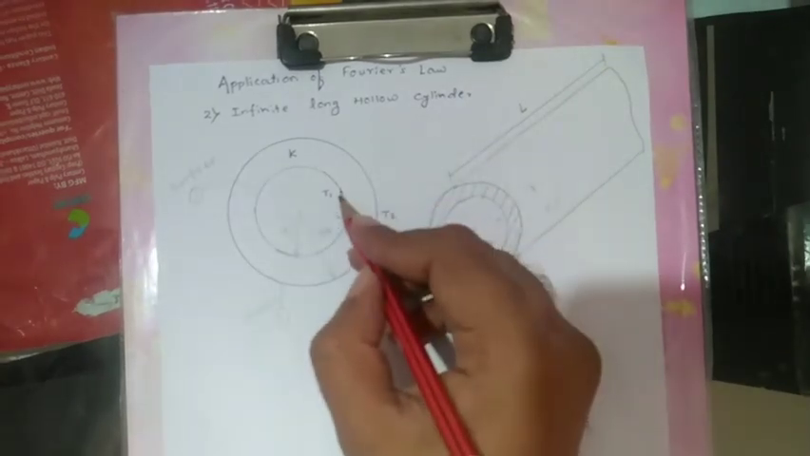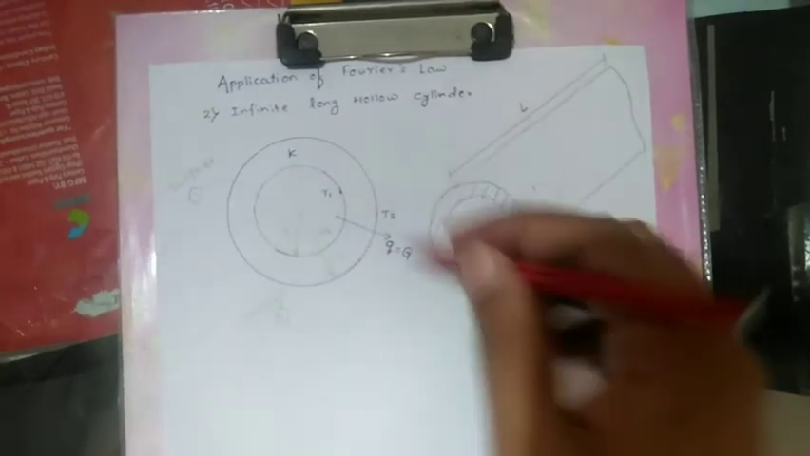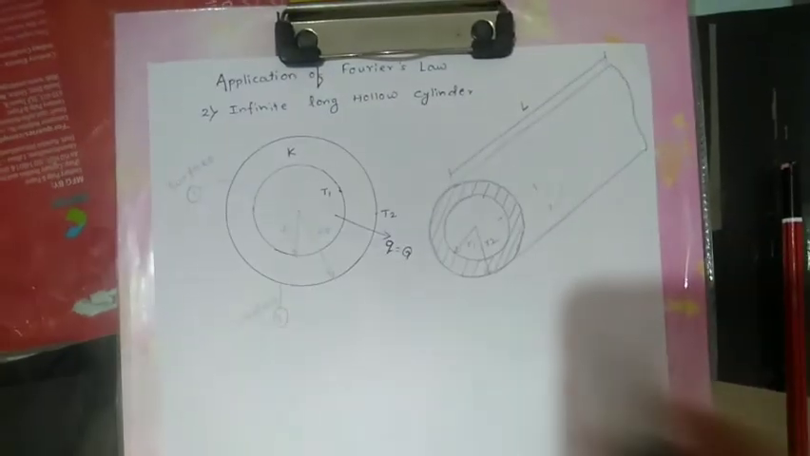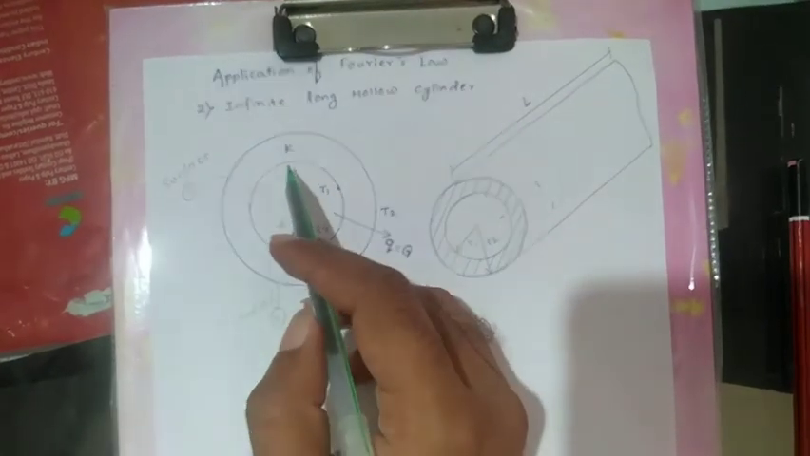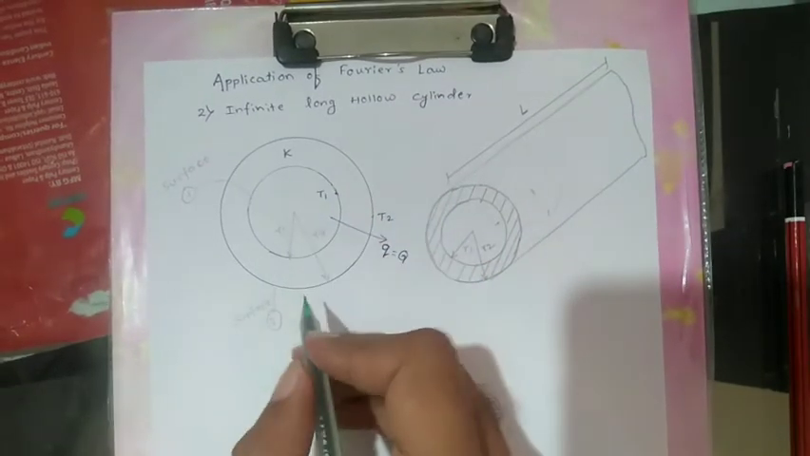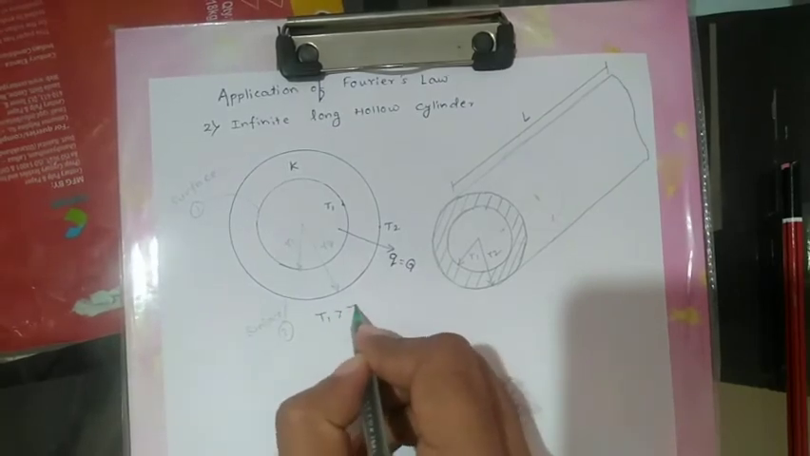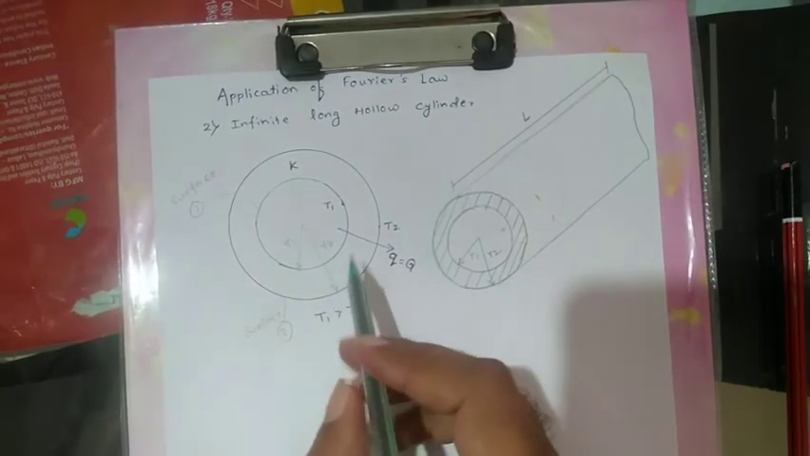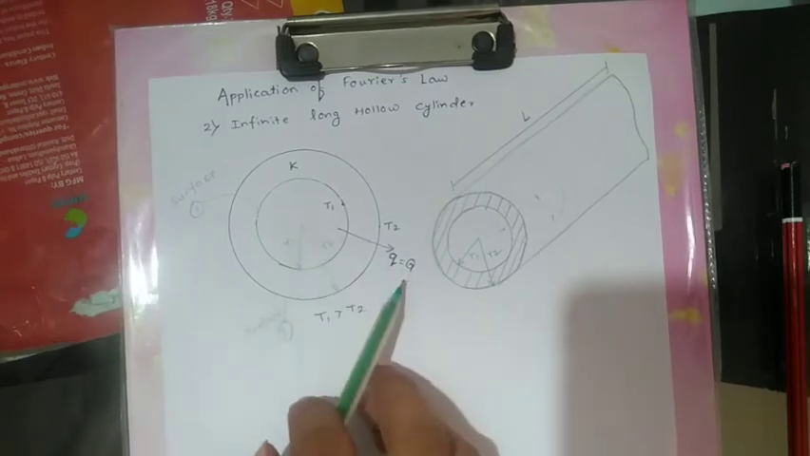Then we are going to consider T1 as the inner temperature and T2 as the outer temperature, where K is the thermal conductivity of the tube material or cylinder material, which is uniform. So K is constant, and we also consider T1 greater than T2. So the heat flow is going to be from inner to outer.